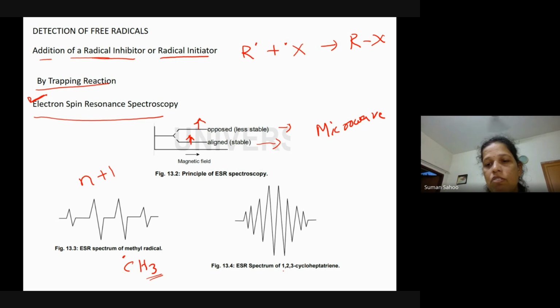In the case of 1,2,3-cycloheptatrienyl, you can see it has 1, 2, 3, 4, 5, 6, 7, 8 peaks. That means it has 7 protons in its close vicinity.